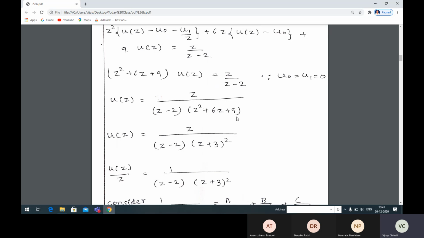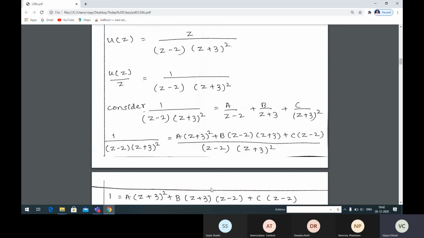So z square plus 6z plus 9 is nothing but z plus 3 raised to 2. Z plus 3 raised to 2, if you expand, gives z square plus 6z plus 9. It is like a plus b whole square, where a is z and b is 3. So this is nothing but z plus 3 raised to 2.